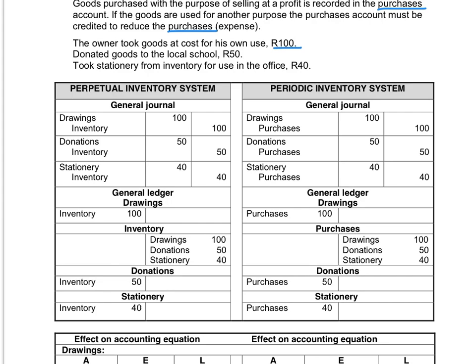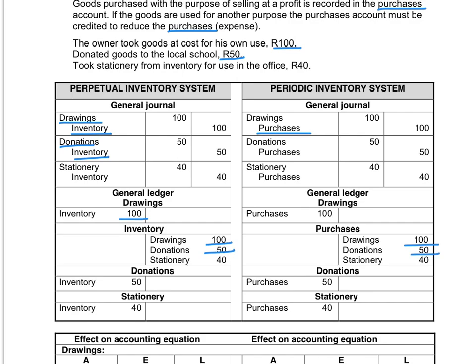In the perpetual system, we will have to increase the drawings account and we will have to decrease the inventory to indicate that the inventory is not used for selling purposes. In the periodic system, you will have to credit purchases because you want to reduce your expense for purchases because the goods are not sold at a profit. When goods are donated, you will debit donations and you will credit inventory to reduce the inventory in the business. In the periodic system, you will debit donations and you will credit your purchases account.